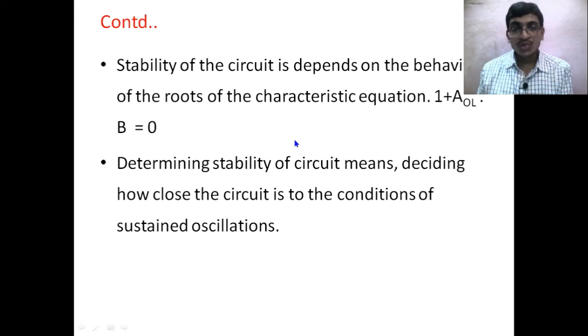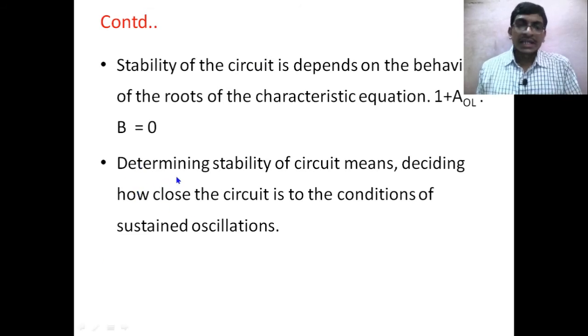If those two multiplications are equal to 1, then the Barkhausen first condition has been satisfied, and the second condition, the phase shift around the entire loop, is 0 degrees or 360 degrees. If these two conditions have been satisfied, then our circuit will work like an oscillator.